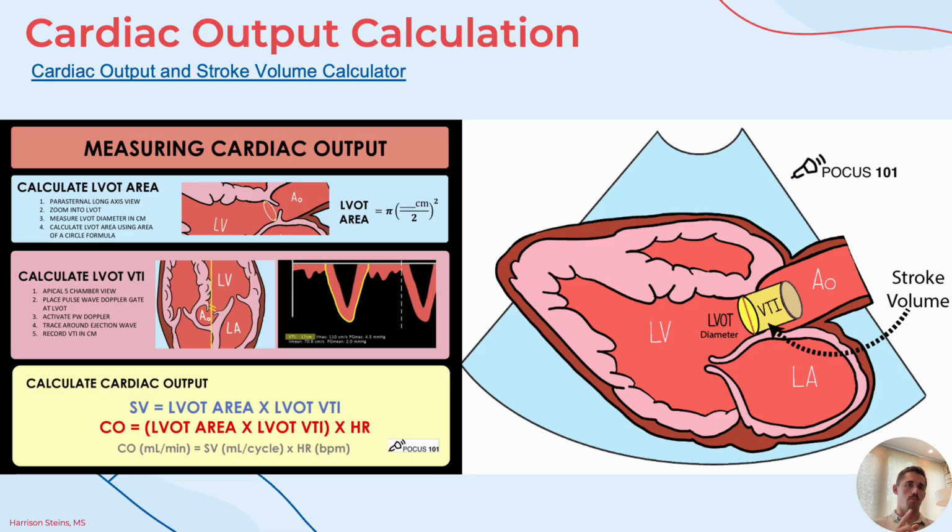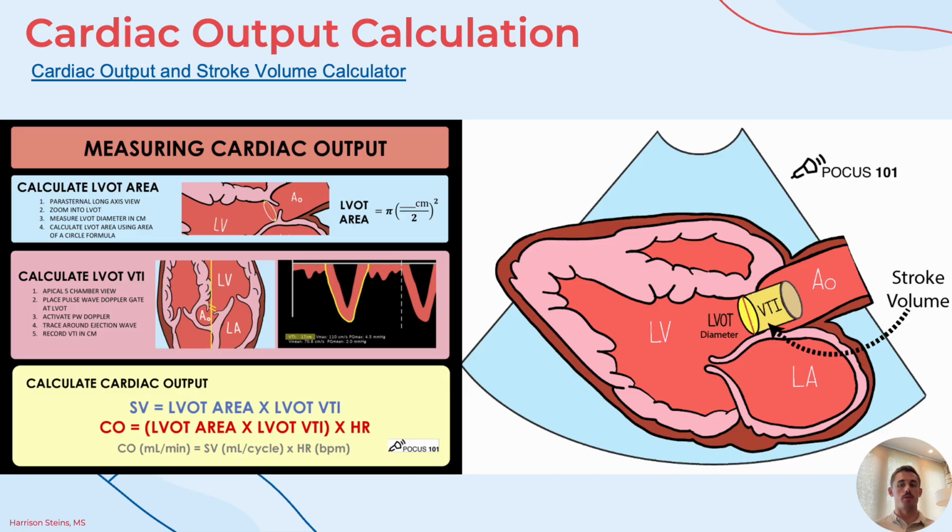It's linked in my PowerPoint presentation, but you can just Google POCUS 101 cardiac output stroke volume calculator and you'll find it. We're going to go through the actual math behind it, which is pretty basic, but brings back the idea of integrals, which for many people in medicine we haven't thought of in a long time. So we use two measurements, the left ventricular outflow tract area, and then a velocity time integral. Essentially how fast something is moving in a certain amount of time, and that's where an integral comes into play.